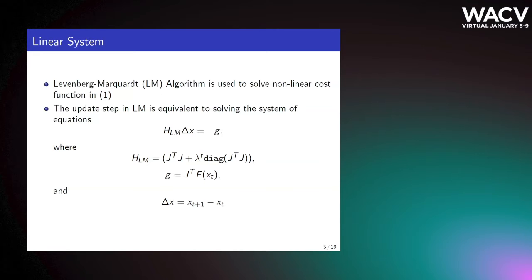The objective function we saw above is a nonlinear function. It is usually minimized by the Levenberg-Marquardt algorithm, which is a nonlinear least squares solver. In each step of the LM algorithm, we need to solve a linear system of the form shown here. The matrix HLM is the Hessian related to the bundle adjustment problem.